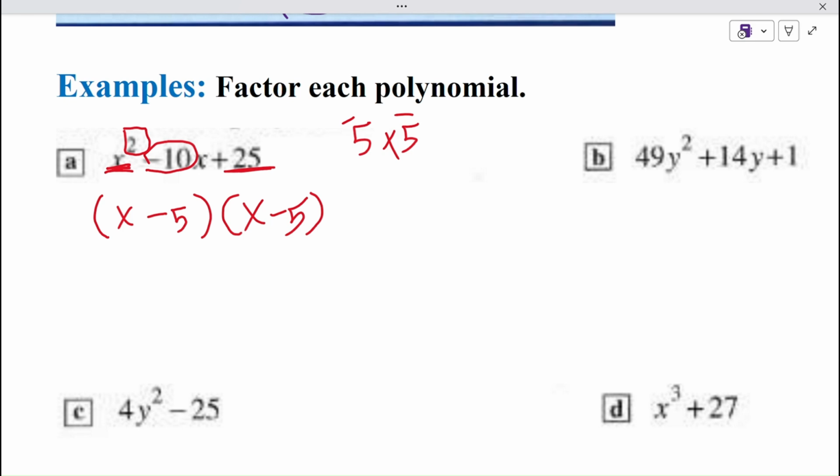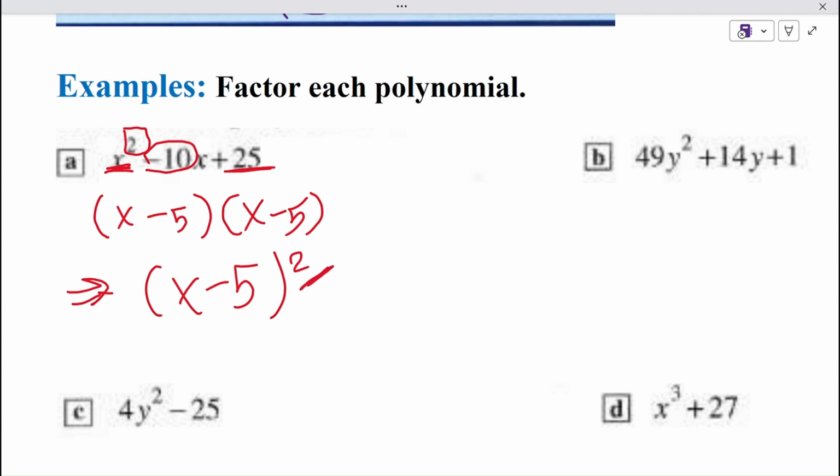This is right, because when we add minus 5 and minus 5, it is equal to minus 10. This is right. Or we can write this as x minus 5 square, because we have the same bracket twice, so you can write it just like an exponent.